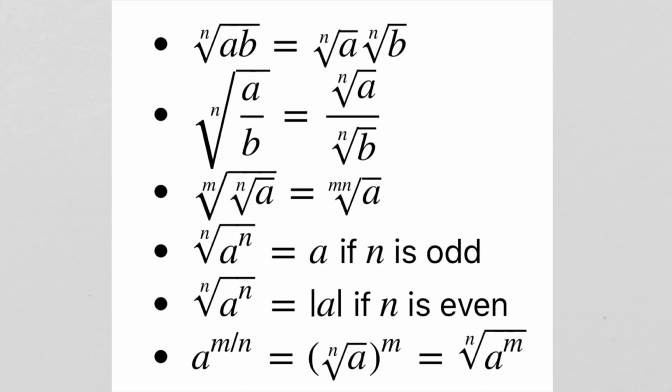If I have basically a product of two numbers in here, I can break these numbers up and multiply them individually. Same thing with the quotient. I could have A and B under the radical sign, and I can change it to just the radical of A divided by the radical of B.